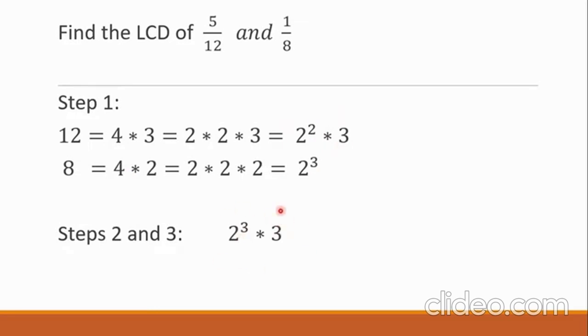So, we now have the factors 2 cubed times 3. And the 2 cubed can be simplified into 8 multiplied by 3, which is equal to 24. And this 24 is our LCD.